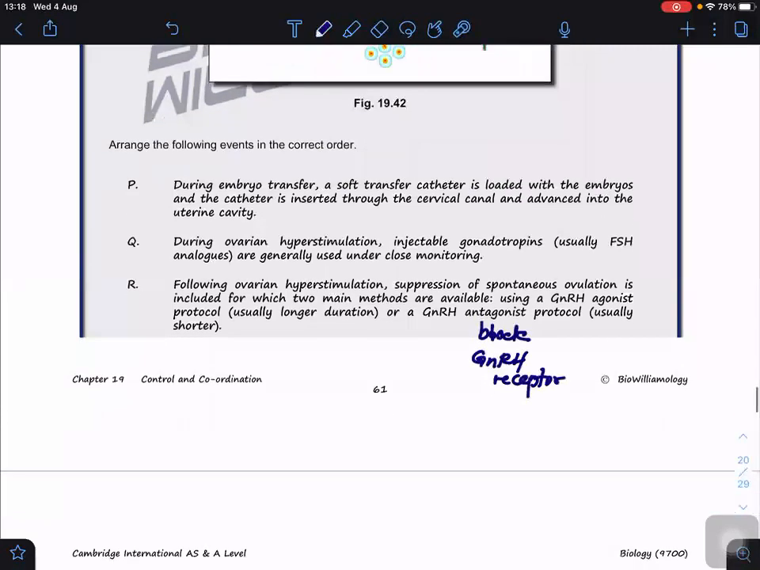Why? Because we want to suppress the spontaneous ovulation. Why do we want to stop the spontaneous ovulation? Because once one ovulation takes place, the rest of the follicles will stop growing. So no point, that means we have the hyperstimulation. Okay, and for your syllabus, you just need to know we need to suppress the spontaneous ovulation by using either GnRH agonist or GnRH antagonist. You choose either one of them, and no need to explain much. Are you clear how the GnRH actually blocks the receptor? Okay.